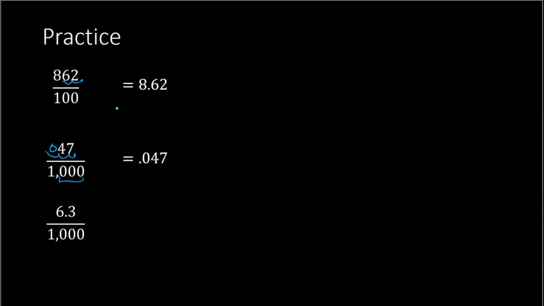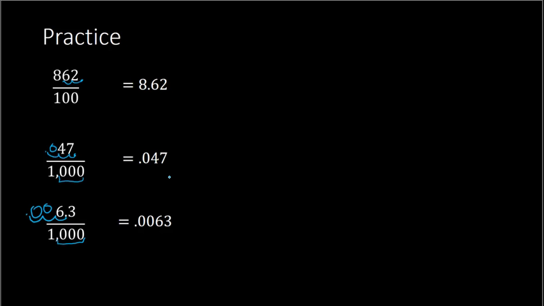Now what about 6.3 divided by 1,000? So again, we're dividing by 3 zeros, which means we need to move the decimal point over 3 places from here. So it goes over 1, and then it moves over 2 more places after that. So we have to add 2 zeros in the front to get my new number of 0.0063.